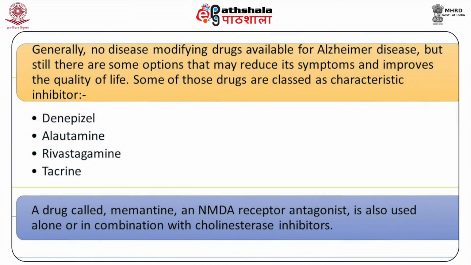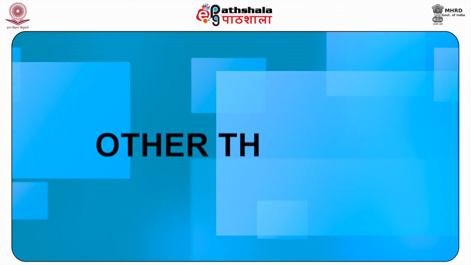Generally, there are no disease-modifying drugs available for Alzheimer's disease, but still there are some options that may reduce its symptoms and improve the quality of life. Some of those drugs are classified as cholinesterase inhibitors. These are donepezil, galantamine, rivastigmine and tacrine. A drug called memantine, an NMDA receptor antagonist, is also used alone or in combination with cholinesterase inhibitors. Let us now know the other therapies.